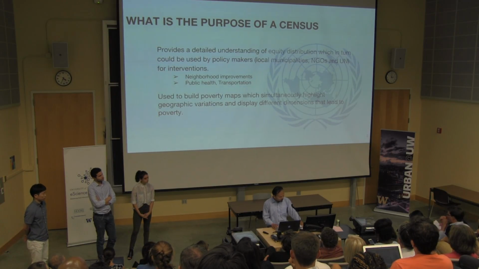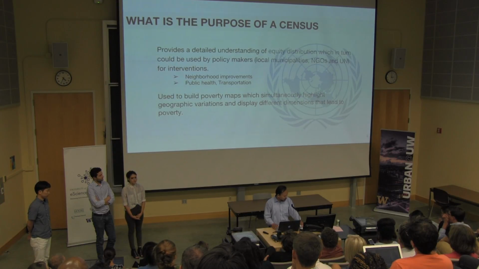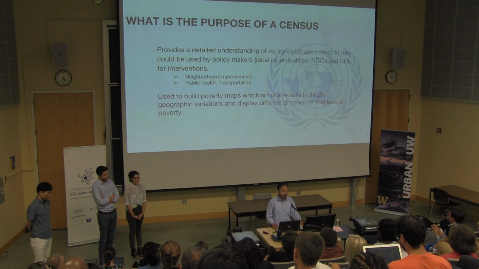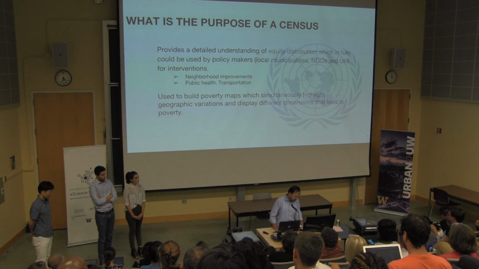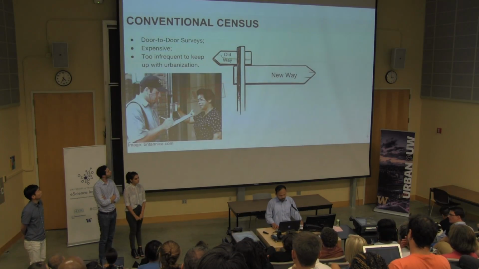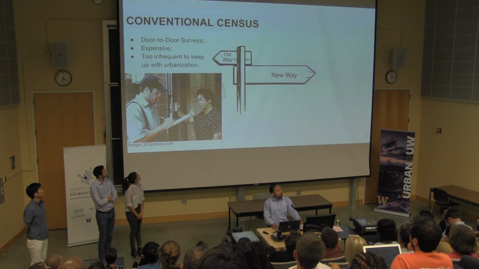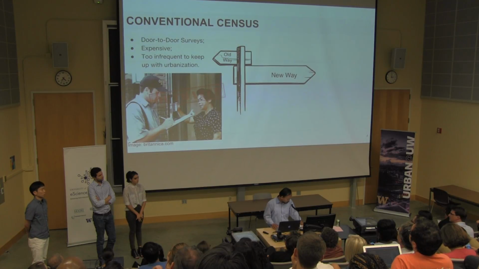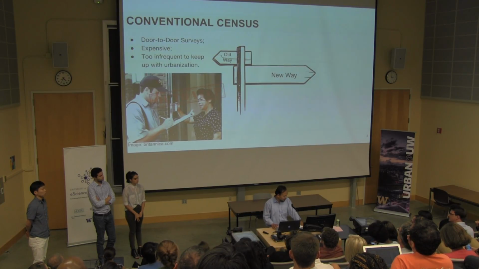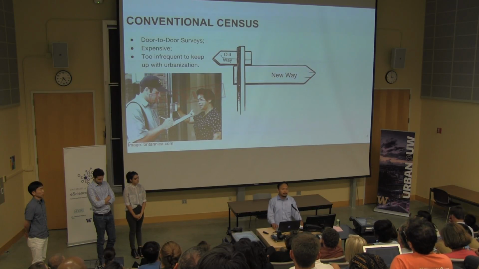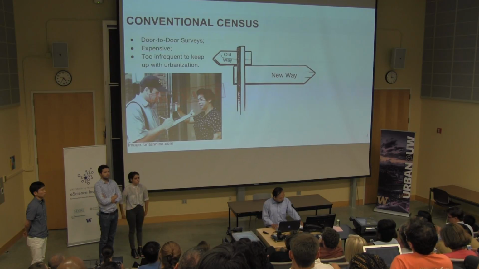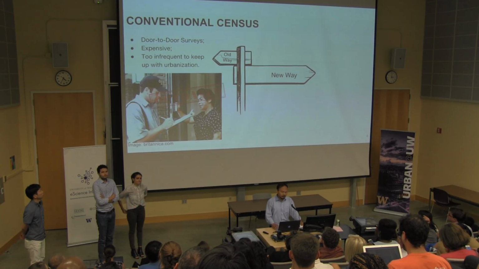The census data is also used to build poverty maps, which simultaneously highlight geographic variations and display different dimensions that lead to poverty. In the conventional way, and it has become a common practice around the world, census is undertaken by the government every 10 years by enumerating individuals manually or mailing census forms to households and door-to-door surveys throughout the country.